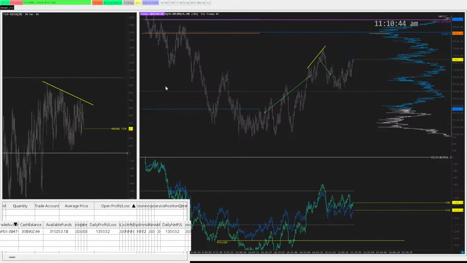I know this tick's looking like it's wanting to push. Let's see what it does.